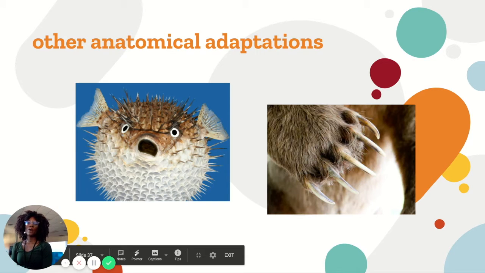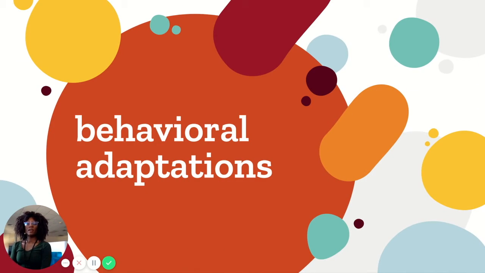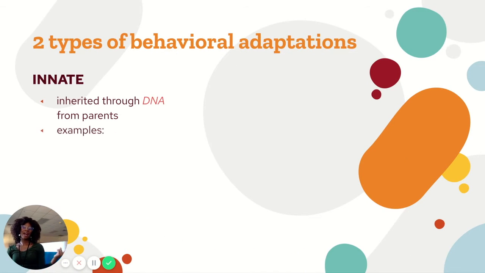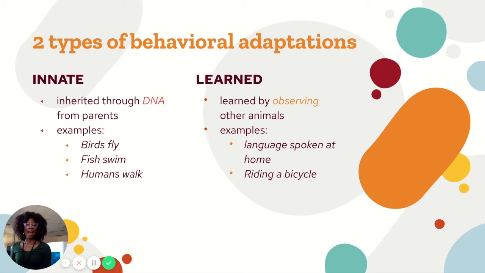Okay, some other anatomical adaptations. Like a puffer fish has these spikes, or organisms might have claws or horns. Right? Those are things that are about their structures, their anatomical adaptations. Of course, my personal favorite, behavioral adaptations. So behavioral adaptations have two categories. We have innate adaptations that are inherited through DNA from your parents. So as soon as you're born, you already know this is the behavior that I have.